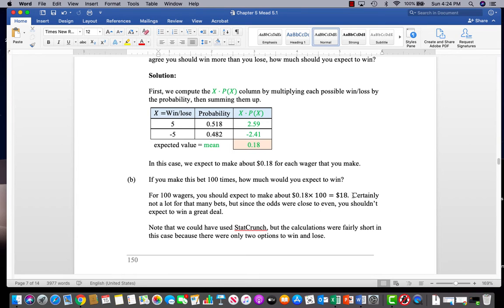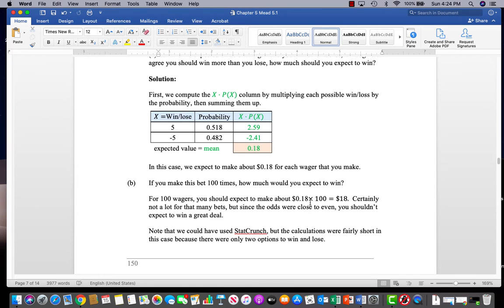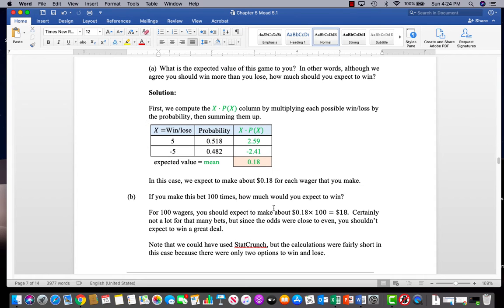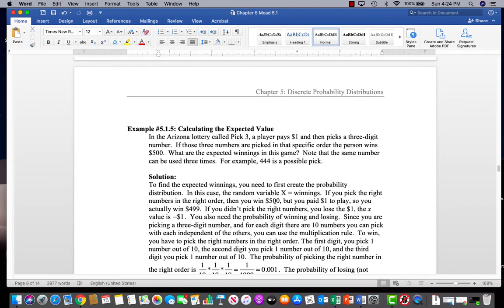It's important to notice, though, that you can never actually win 18 cents, right? You either win $5 or you lose $5. The average is just what you expect to get. The expected value is what you expect to get on average. All right, so we could have done this with StatCrunch, but since there were only 2 options, it was very simple to just go through and do the computations right away.